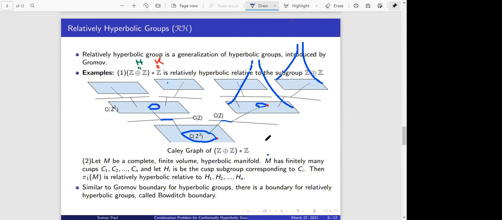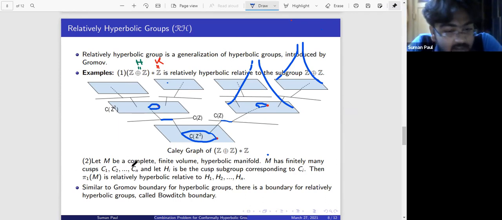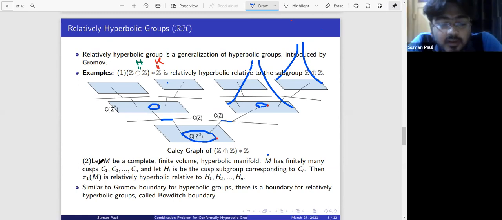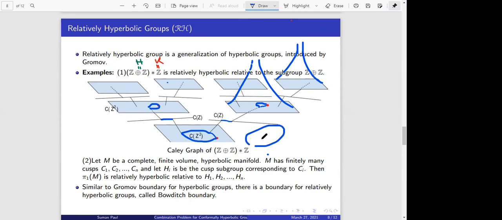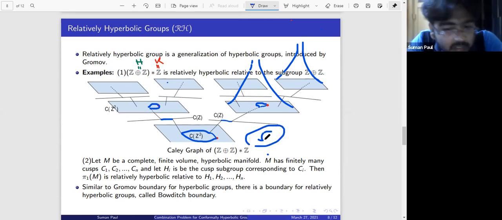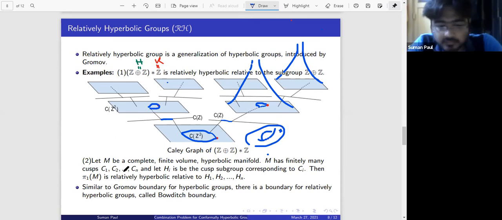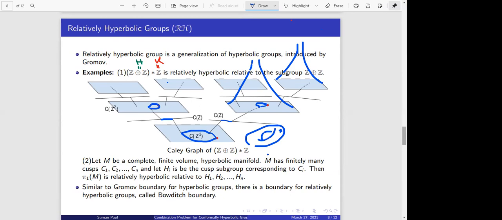So if you take punctures, then they will not be geodesic metric spaces, right? No, this is complete. That's why I'm saying, sorry, the space is not punctured, but it has cusps. You get the point? Yes, you're telling cusps. So it is not punctured, right?